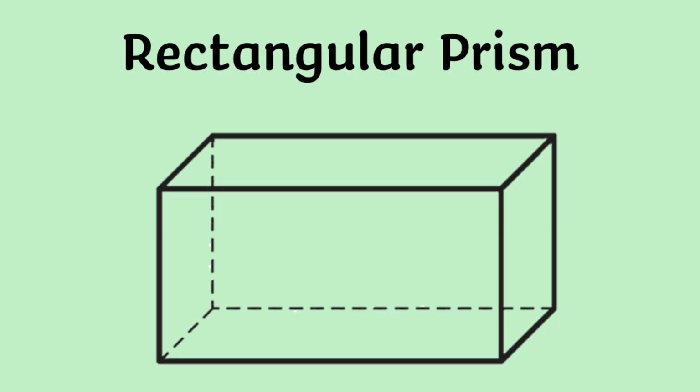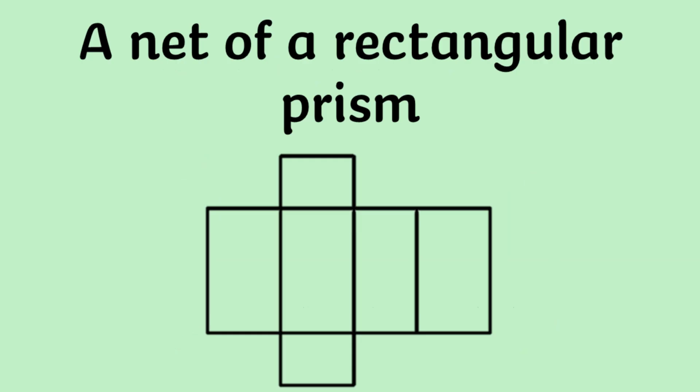Our next object is a rectangular prism. The rectangular prism is just a little different than a cube. As we know, cubes have 4 equal sides, but rectangles have 2 pairs of equal sides. A rectangular prism is a 3D shape with 6 flat faces that are all rectangles.